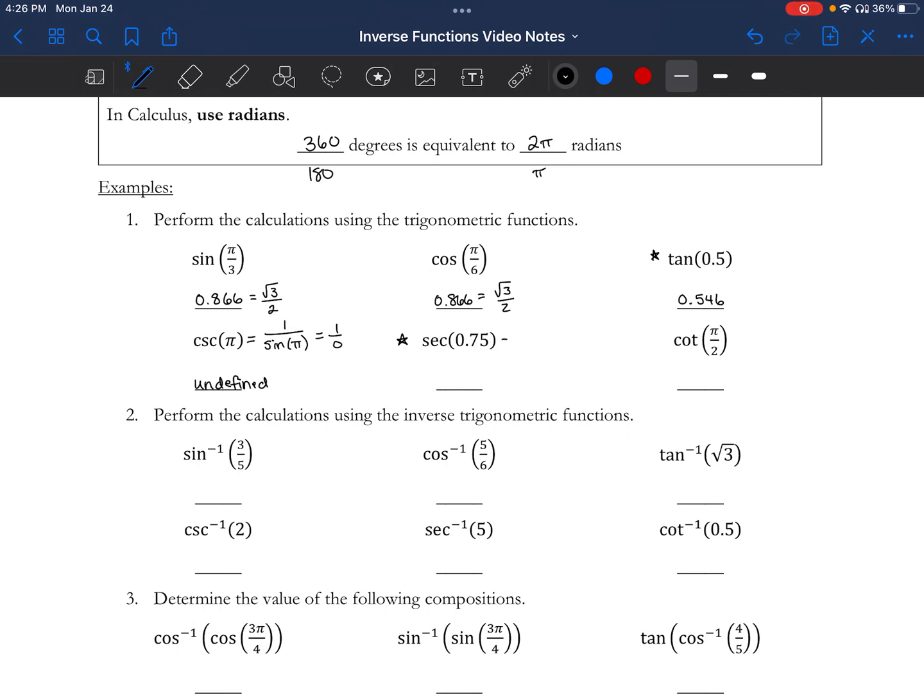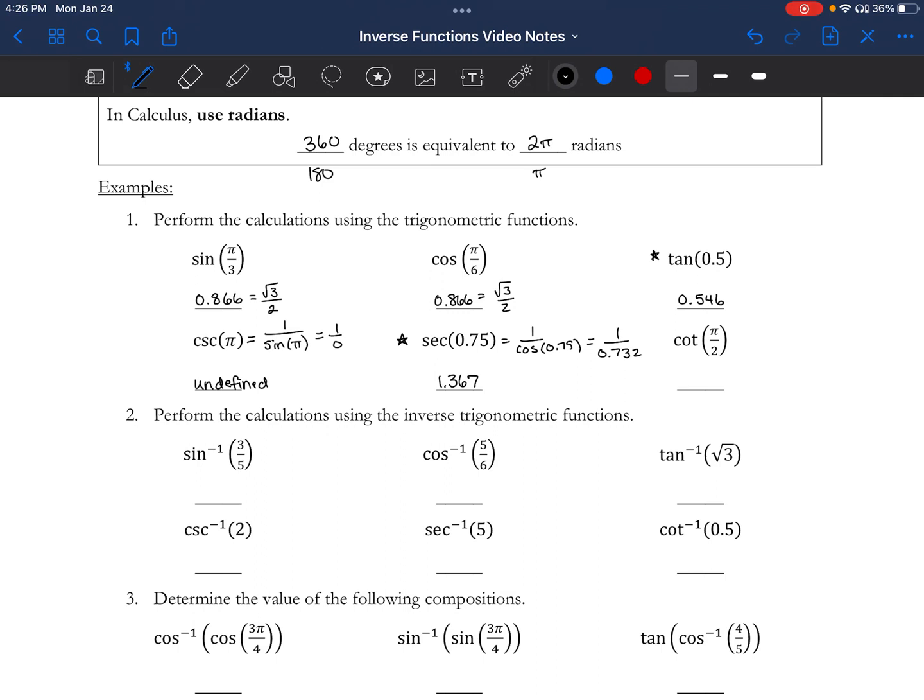For secant, it's 1 over cosine of 0.75. And again, that's not one that we would know from our unit circle, so type it in. Let's see. If I type in cosine of 0.75, I get 0.732 if I round appropriately. So 1 divided by that answer gives me about 1.367, give or take.